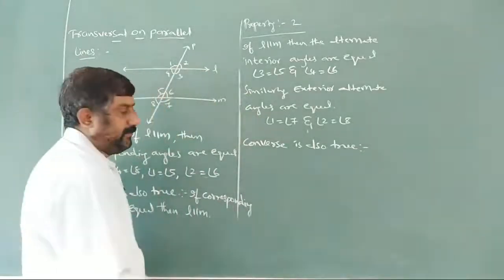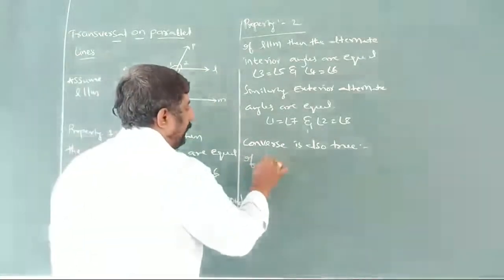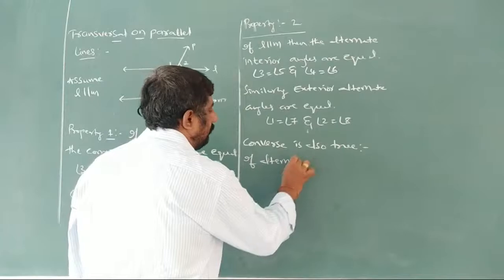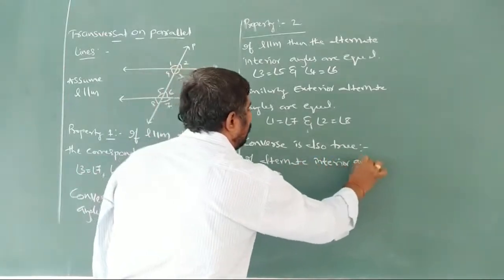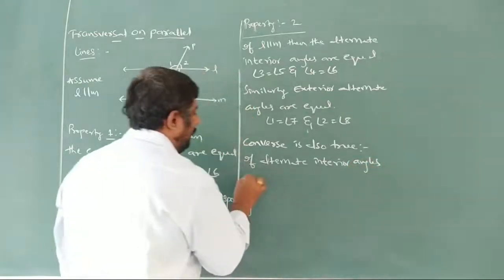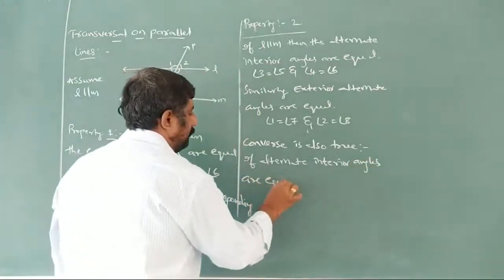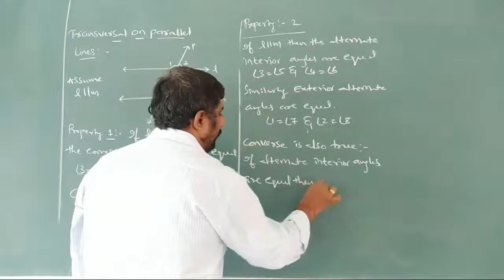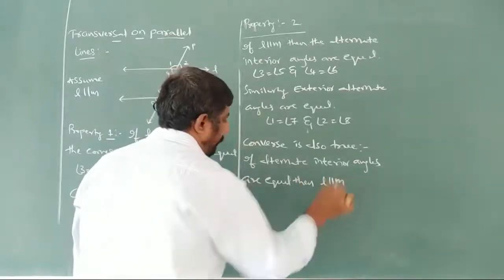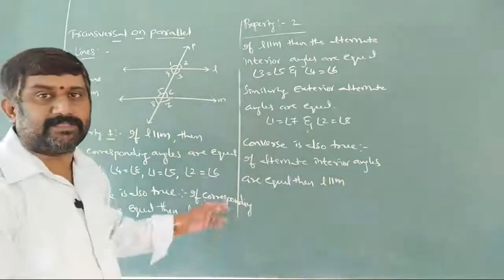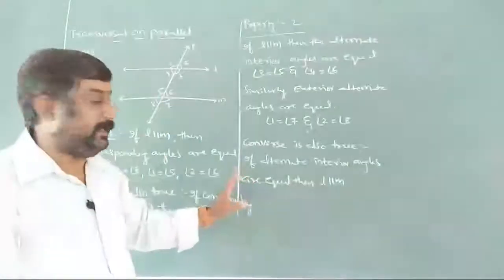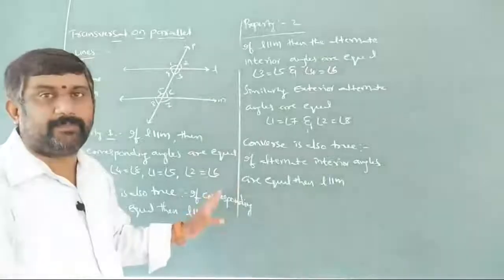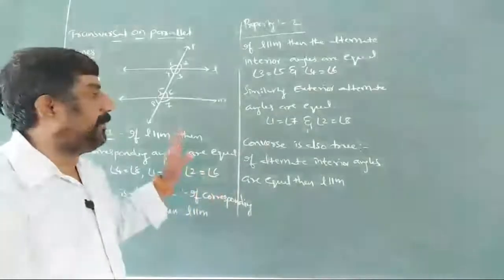The converse is also true. What we can say here is, if alternate interior angles are equal, then L is parallel to M. Nothing but the lines which are intersected by a transversal are parallel. L is parallel to M. Now this is property number 2.